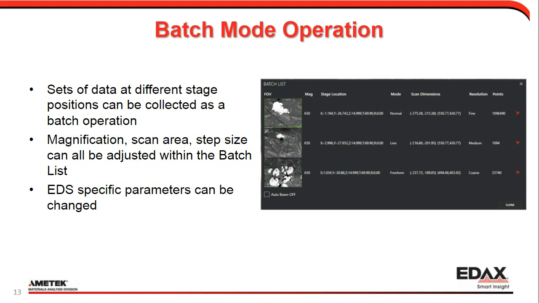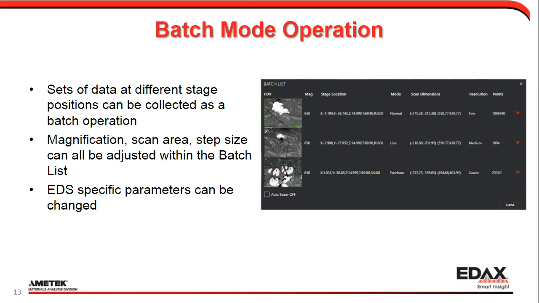The batch mode operation, this is a new feature added to Apex 2.0. With batch mode operation, sets of data at different stage positions can be collected as a batch operation. Once the collection in current field of view is done, the stage will move to the next field automatically for data collection. There's a batch list to manage these tasks. You can add or delete items in the list, save or import the list as well.